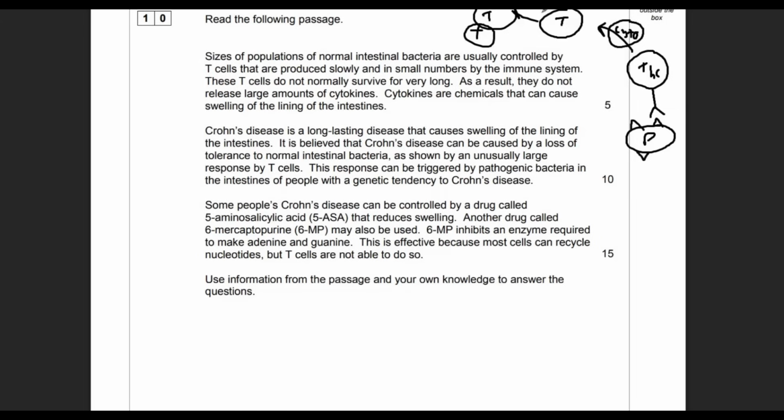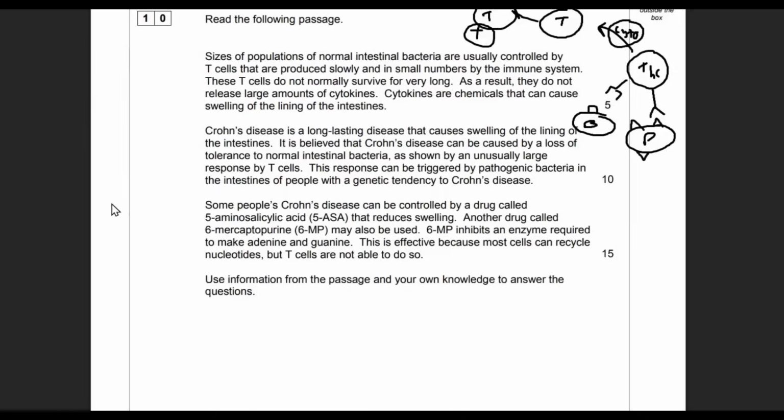But also, the T cells normally are short-lived. Normally they don't survive for very long. Maybe these T cells survive for a long time. That's part of the presence with Crohn's disease. And also, maybe these T cells are also responding to the normal bacteria, binding to the normal bacteria and producing T cells in response to that. And we've just got a load of cytokines and swelling and all of that business. And we just need to get that down for 3 marks. So let's go and put that down.